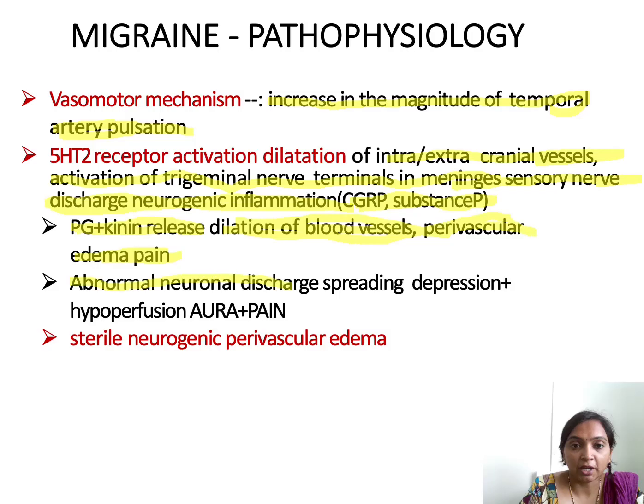There is also abnormal neuronal discharge and spreading depression in the brain, which also results in hypoperfusion, which is the reason for aura and pain in migraine. There is also sterile neurogenic perivascular edema, so that type of migraine is also seen in a few patients. Basically it is vasodilation, mainly occurring because of substances released like CGRP and substance P, and this is the reason for pain in migraine headache.